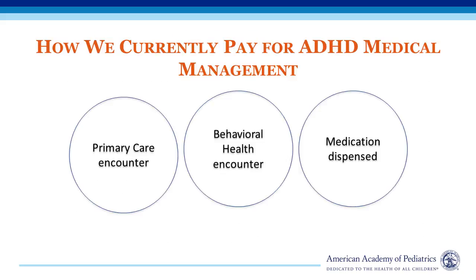So how we currently pay for ADHD, at least on the medical side, obviously, as we've discussed, there's a lot of societal costs that aren't shown here. There's sort of three independent silos. Primary care, which often doesn't talk to what's going on in behavioral health. Behavioral health is by far the biggest circle if we were going to make these circles proportional to the spend. And then medication dispensed is the second biggest bucket, actually.